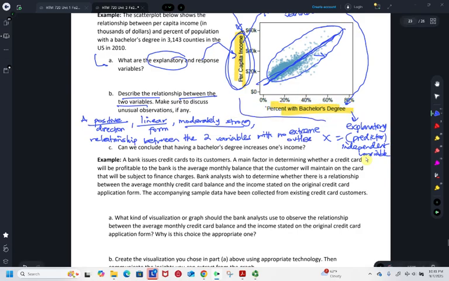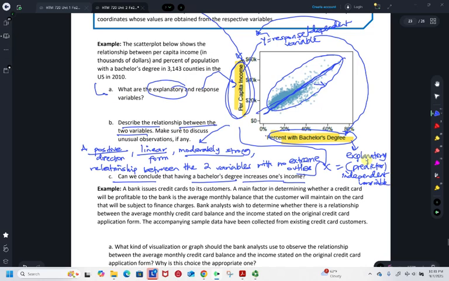So we have that piece there. Can we conclude that because of this relationship, having a bachelor's degree increases one's income? Well, this is where we remember that two variables being associated or correlated does not imply causation. Correlation does not necessarily imply causation. So the correct answer to this question is no, we cannot.